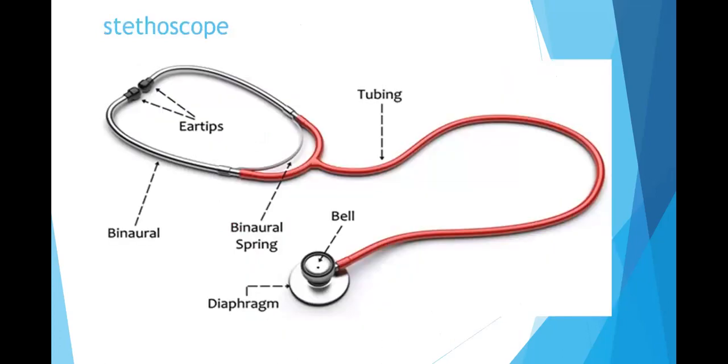And this is the easy part, the stethoscope. Make sure you know your stethoscope. Of course, you have your ear tips, your binaural tubing here, and then you have your listening tube here, which leads to the bell side and the diaphragm side. The big side is the diaphragm side, the small side is the bell side. Again, make sure you have your stethoscope on and are fully dressed out for your orals tomorrow.